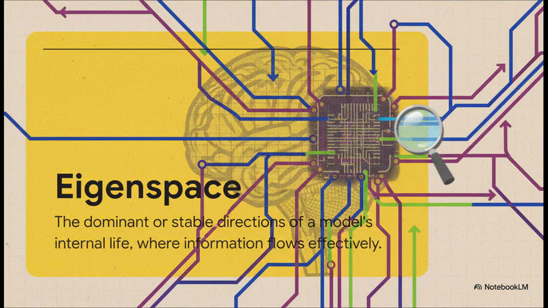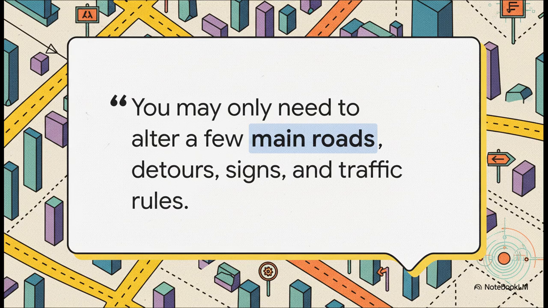Okay, so what in the world is an eigenspace? Let's just push the complicated math aside for a second. The easiest way to think about it is like this. It's the model's internal superhighways. These are the most important, stable pathways where concepts and reasoning and memory flow the most efficiently through the entire network. And this city analogy just makes the whole thing click, right?